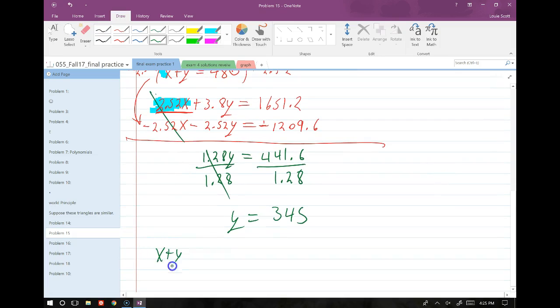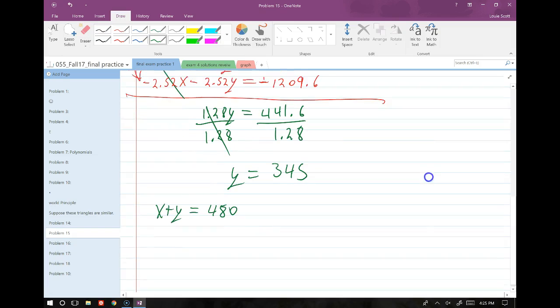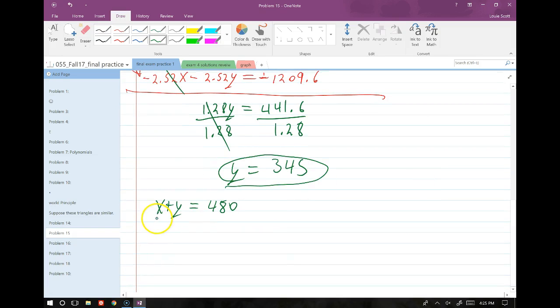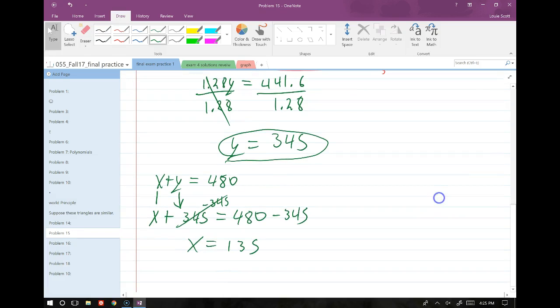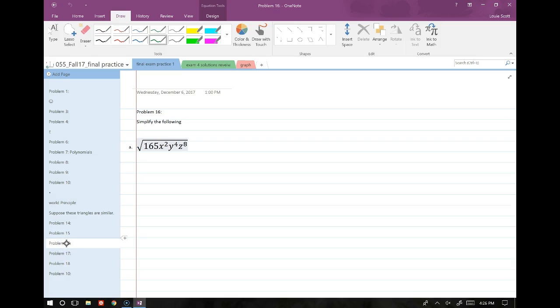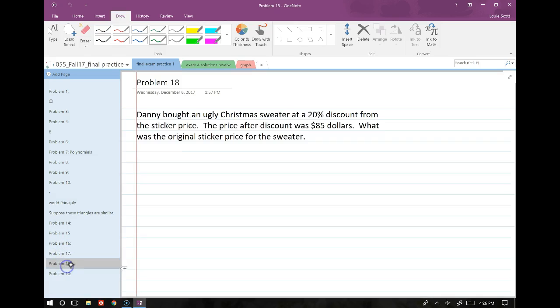So I have x plus y equals 480. If my y is equal to 345, I just plug that in for y down here. So x remains, y now turns into 345. That equals 480. I'm going to subtract 345 from both sides, and I get x equals 135. So those are my two solutions for this problem. If I want, I can plug them back into the original equations to make sure that they are in fact solutions. Okay, moving on. Only got a couple more to go after this one.